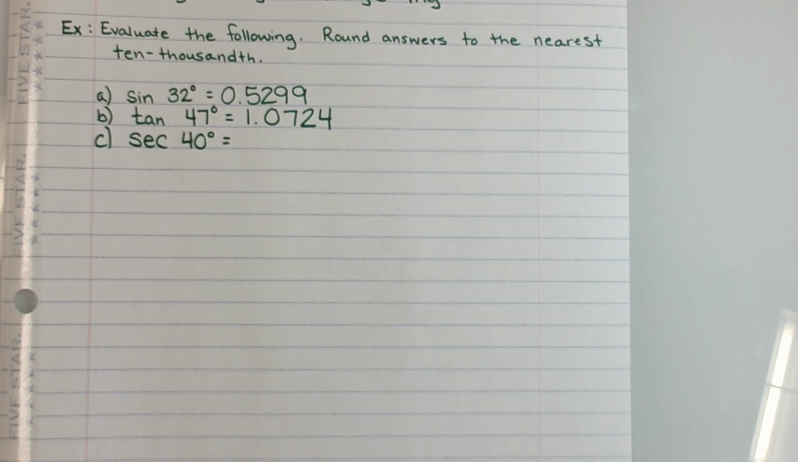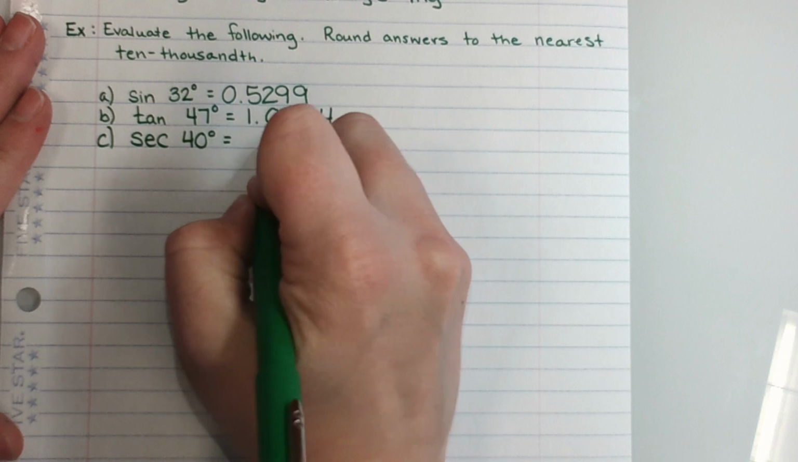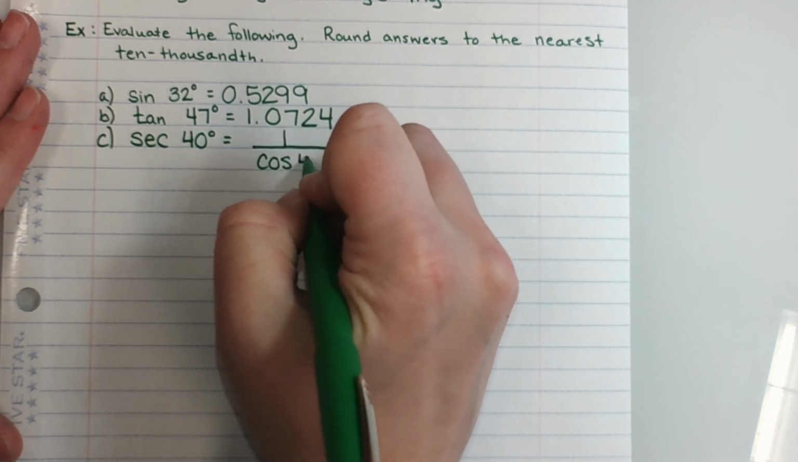What do you know about secant? It's the reciprocal of which one? Cosine. Which means, wait, I have a cosine, okay. How do I take the reciprocal of something? You flip it. How do I flip a non-fraction? Oh, I put it over 1 and then I flip it. Now I can flip it. So you're telling me that secant of 40 degrees, being the reciprocal of cosine, is 1 over cosine of 40 degrees.